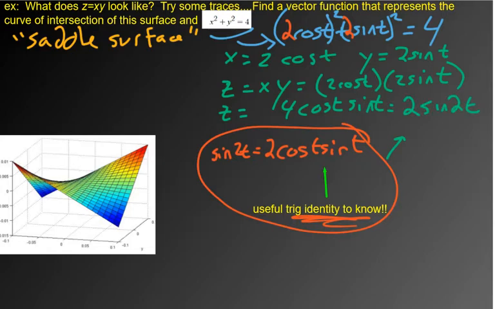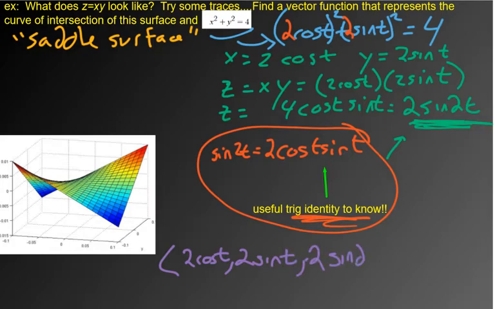So instead of writing the 4 cos t sine t, I might just sub that into my vector valued function. The final answer that I would write down for my vector valued function would be 2 cos t, 2 sine t, and then 2 sine 2t. And if you plot this in Math 3D, I promise you'll see that they truly line up perfectly as the curve of intersection.